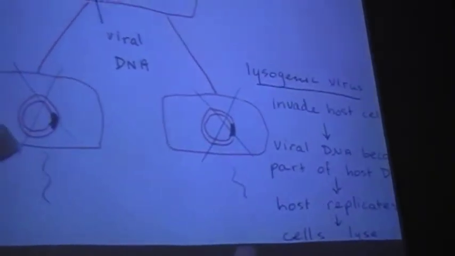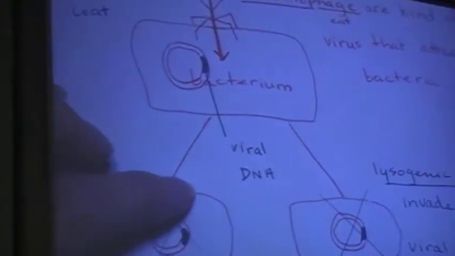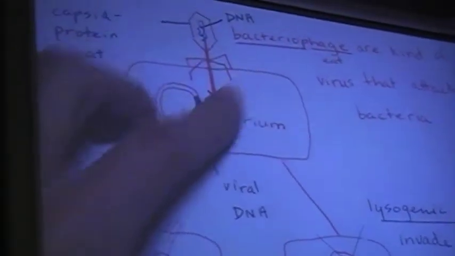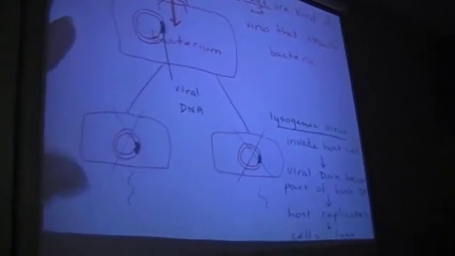The other type of virus, basically, it doesn't follow all these steps. It doesn't even get to this stage where the host cell will replicate. It'll just instantly break out. It'll destroy the host cell, and then it'll go and destroy another host cell. That's a lytic virus.